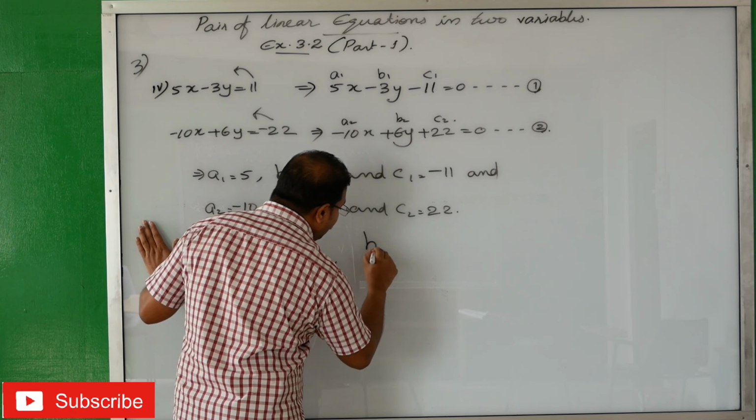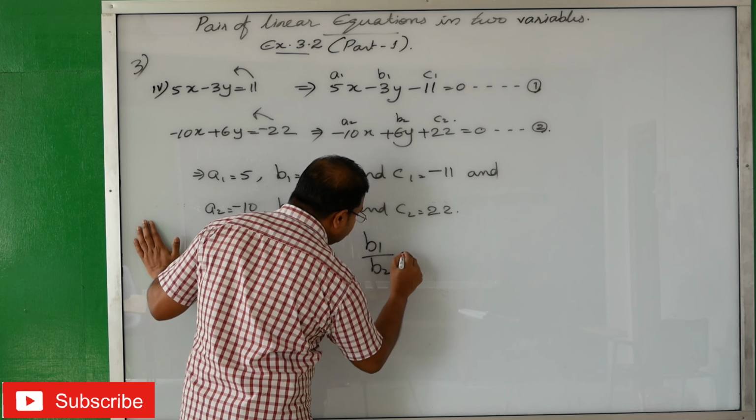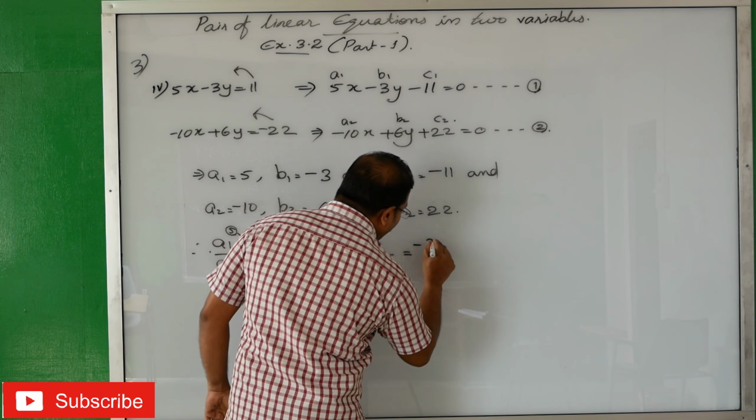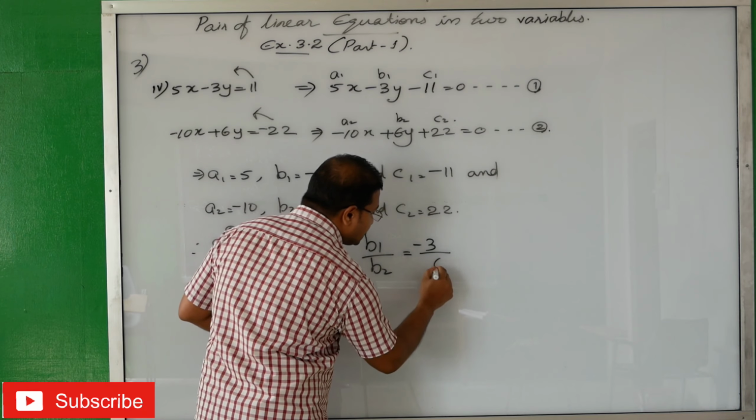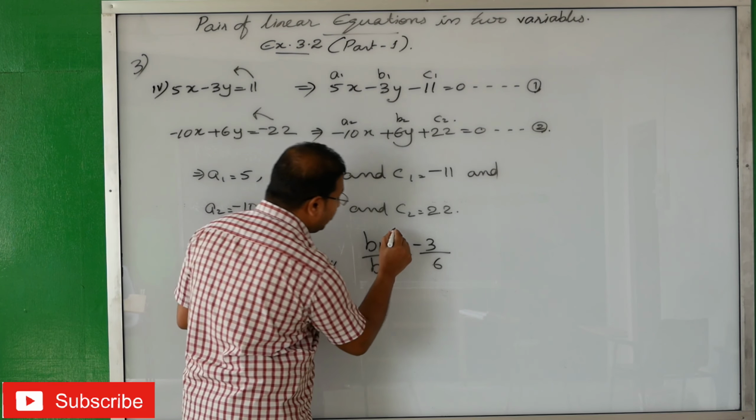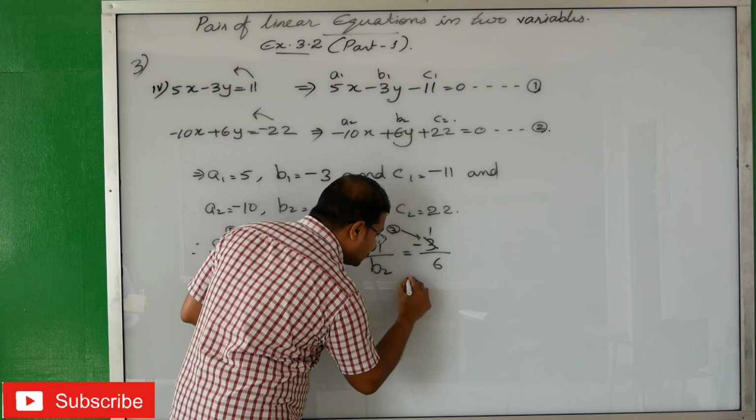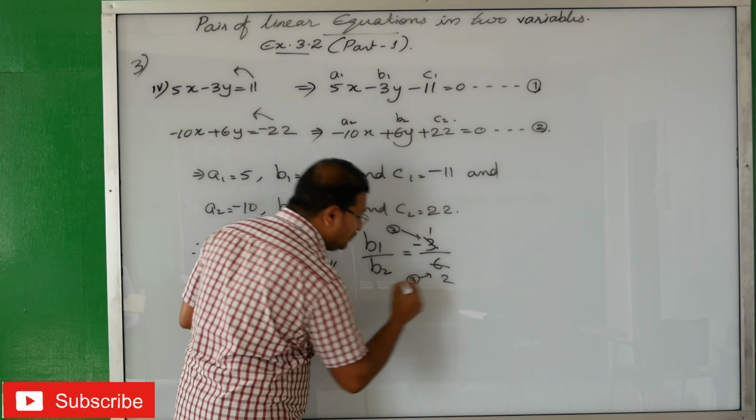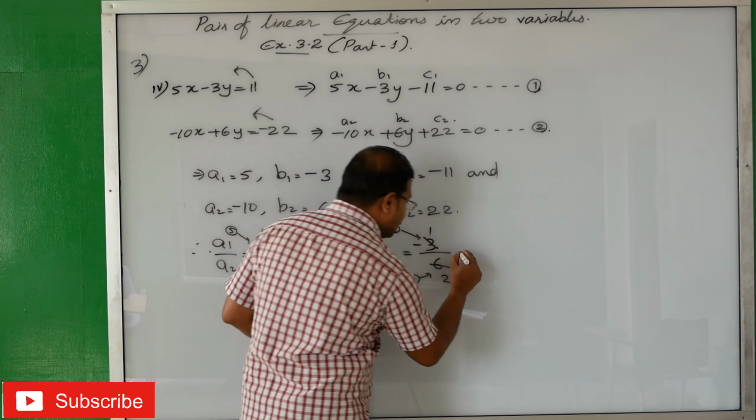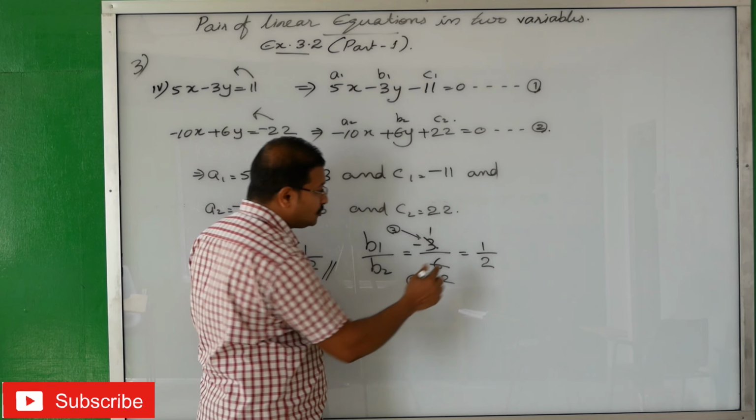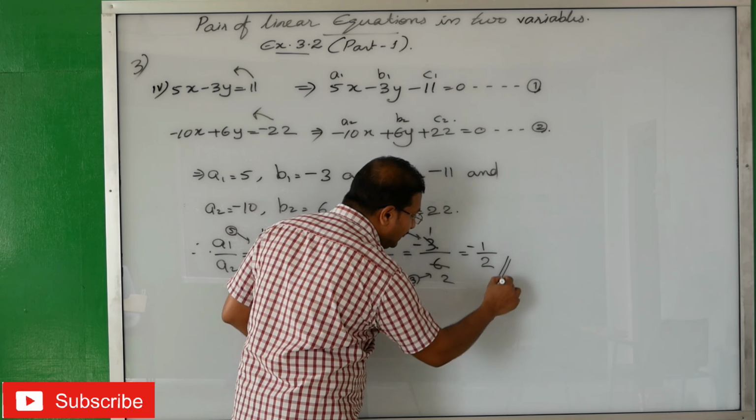Let us see now B1 by B2. B1 by B2, that is minus 3 by B2, which is 6. We will cancel by 3. That means 3 ones are 3. Here when you cancel by 3, 3 twos are 6. That means we'll get 1 by 2. Of course there is one minus, isn't it? So minus 1 by 2.